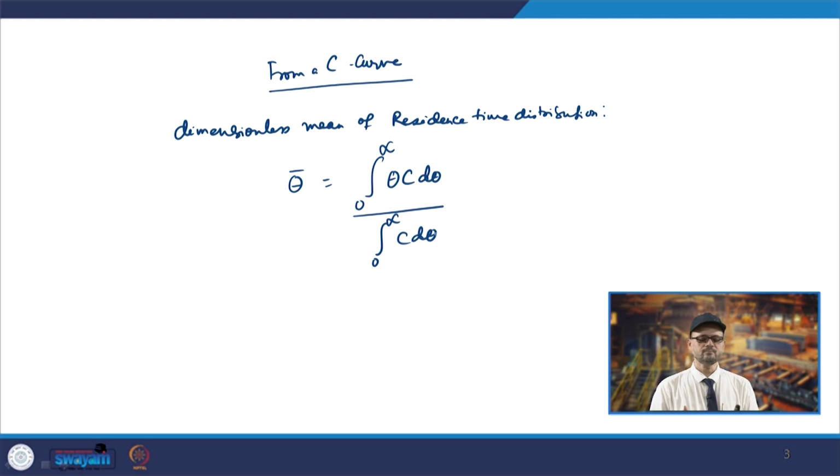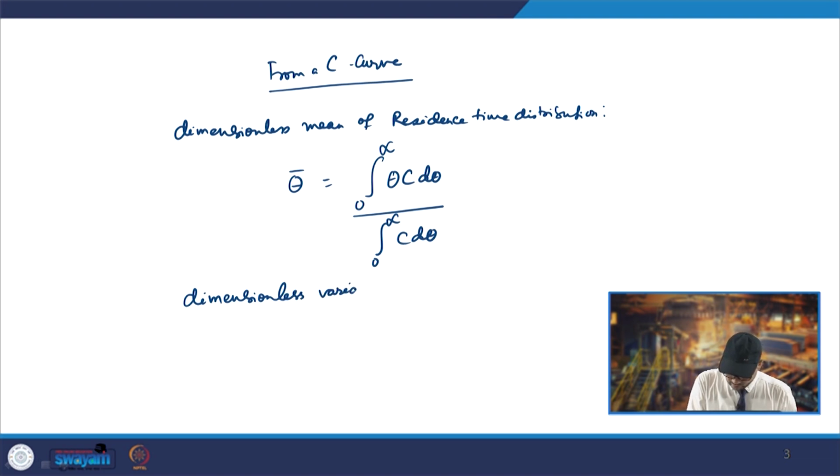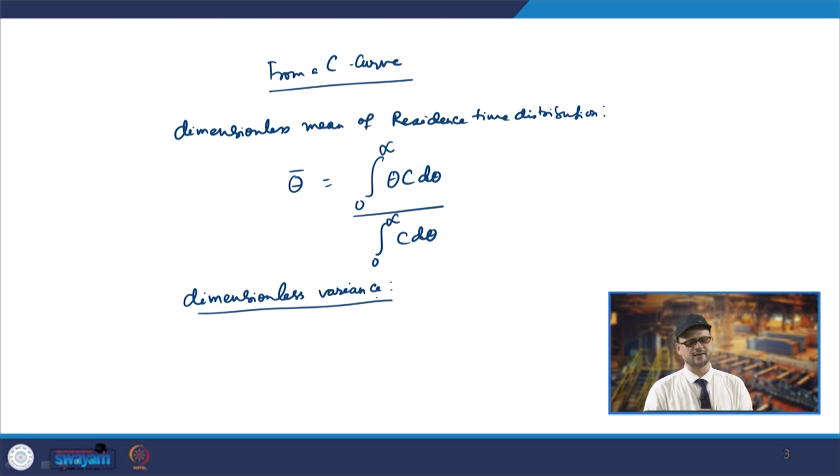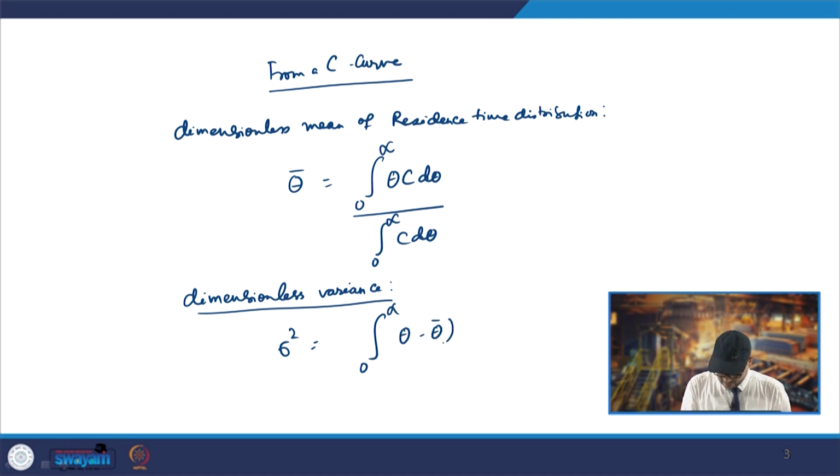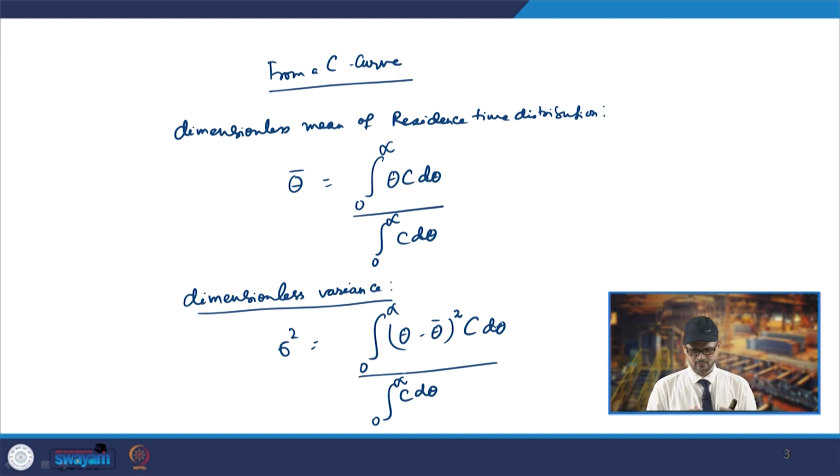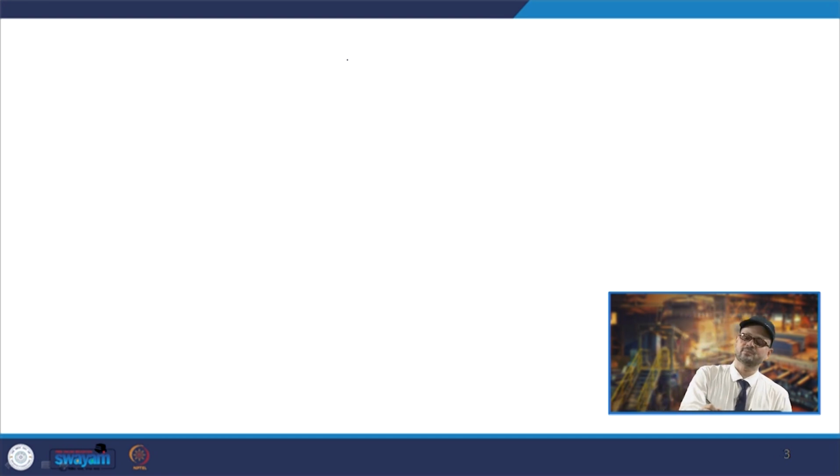Similarly, you have the calculation of the variance. So, the dimensionless variance basically will again be based on the relation. That will be sigma square. It will be the integral from 0 to infinity of theta minus theta bar, that is the dimensionless mean value, as a square term, times c d theta, divided by the integral of c d theta from 0 to infinity. So, that is for the continuous function.